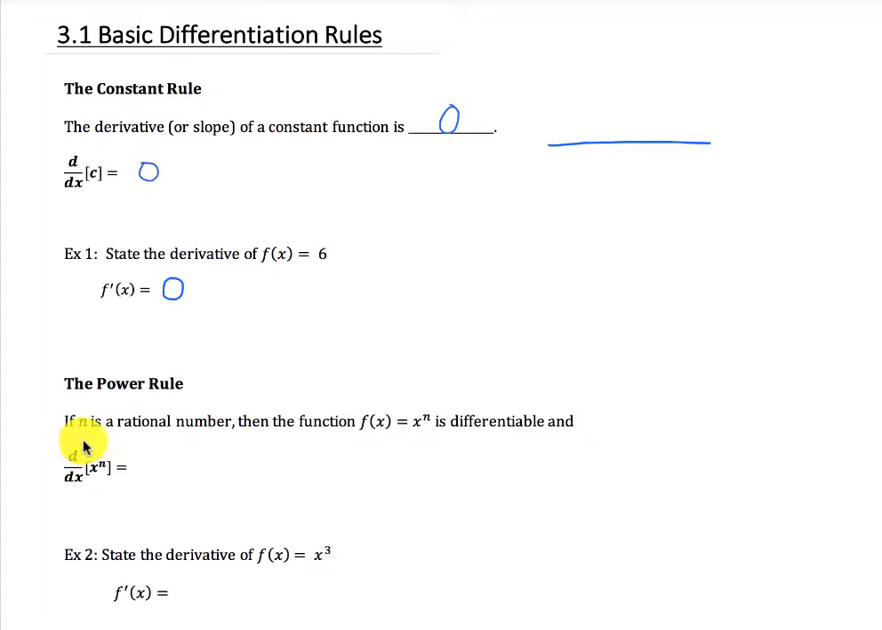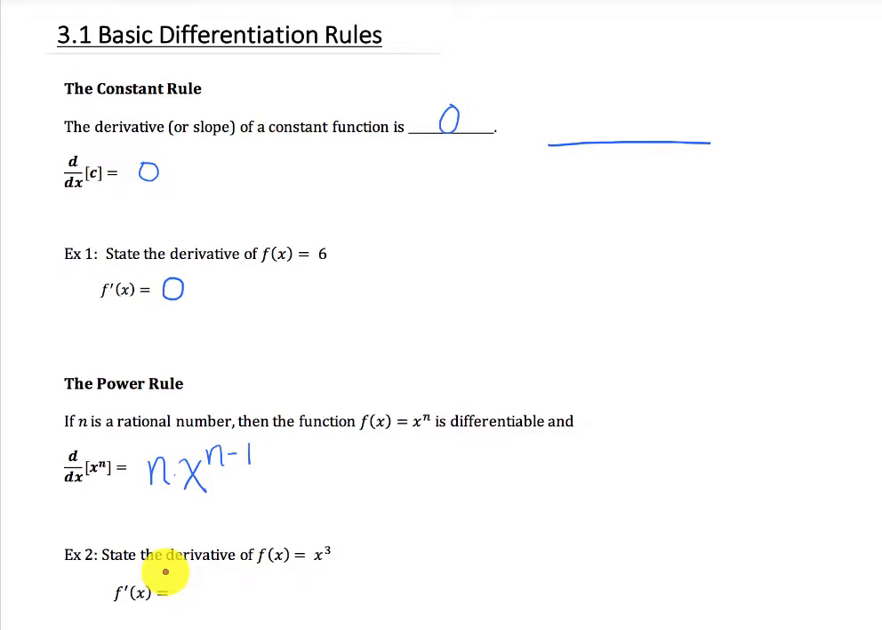All right, next we have the power rule. So if n is a rational number, then any function f of x equals x to the power of n is differentiable, and we can say that the derivative of x to the power of n is simply n multiplied by x to the power of n minus 1.